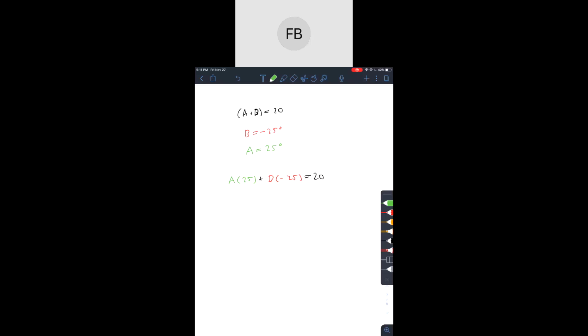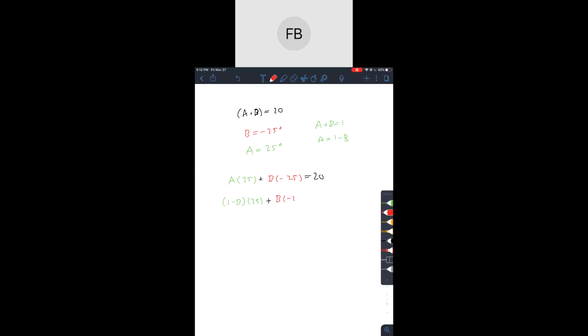So we know that A plus B equals 1. So A equals 1 minus B, right? So putting that in, instead of A, I'm just going to write 1 minus B times 25 plus b times negative 25 equals 20.